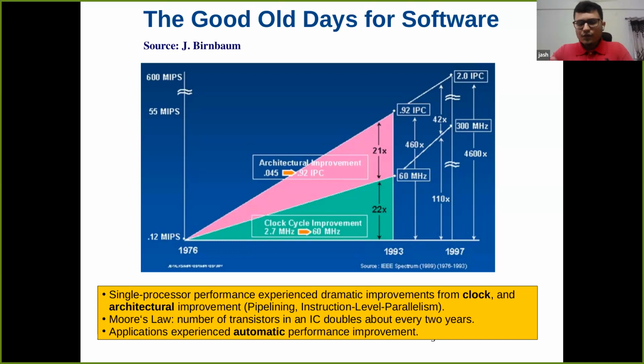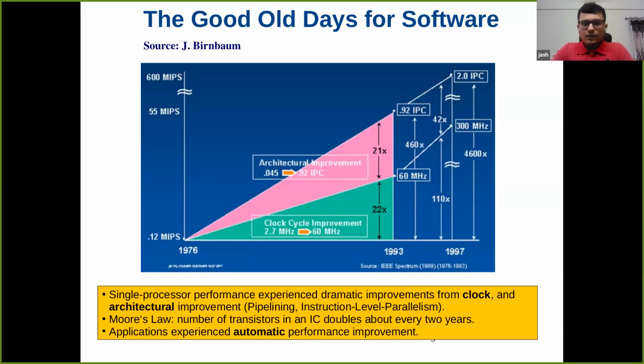So from the architecture point of view, there were pipelining and ILP, instruction level parallelism, which were causing this improvement. And obviously there was clock frequency that was getting improved. And as we know, there is Moore's law, an empirical law which says that the number of transistors that we place on our IC or integrated circuit doubles every year. So we were also observing the performance improvement from this. So due to all this, we were experiencing the automatic performance improvement.